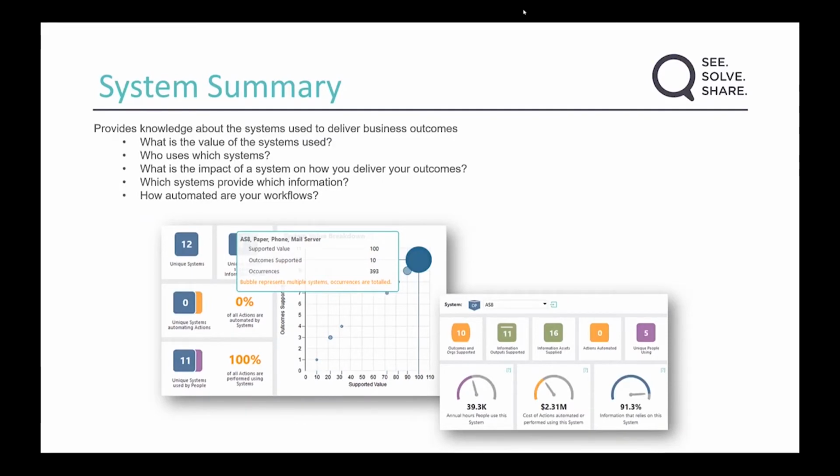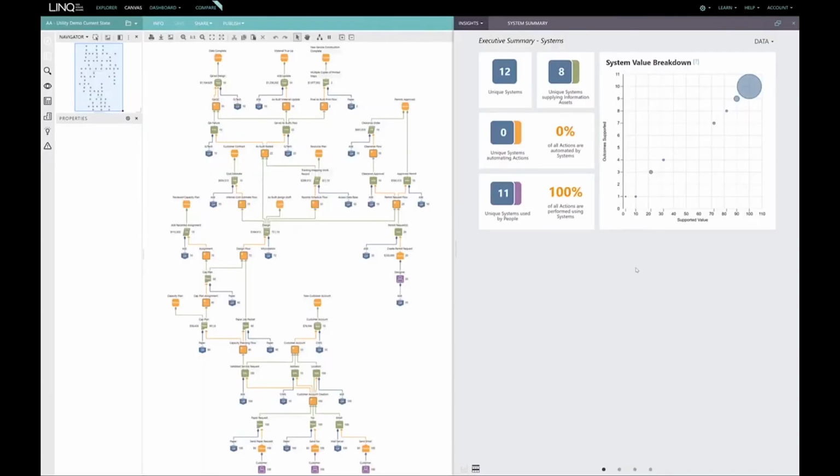These are systems that are used by people to do work, systems that automate work, or systems that provide information. So this summary allows us to really understand the technical DNA of the organisation. So the system summary starts off with an overview of our systems captured, including the number of outcomes they support against the value that's been allocated to them. We can use this bubble chart to really understand which systems are the most important to the organisation.